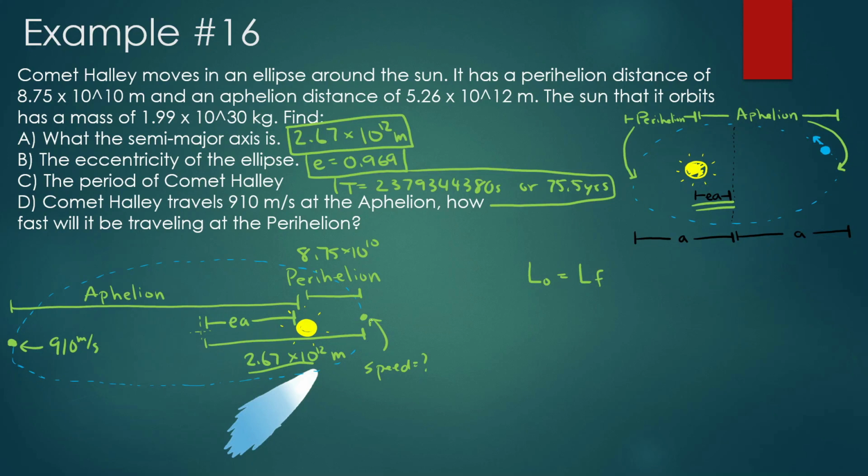So we can treat this planet, or this Comet Halley, as a particle. And we could say that M1 V1 R1 is equal to M2 V2 R2. Let's call the beginning part the aphelion, because that's the stuff we know at the beginning, and the final part the perihelion. Okay, so the mass of Comet Halley, we don't know what that is. We do know at aphelion it's going 910 meters per second. And we do know how far it is, that's going to be 5.26 times 10 to the power of 12.